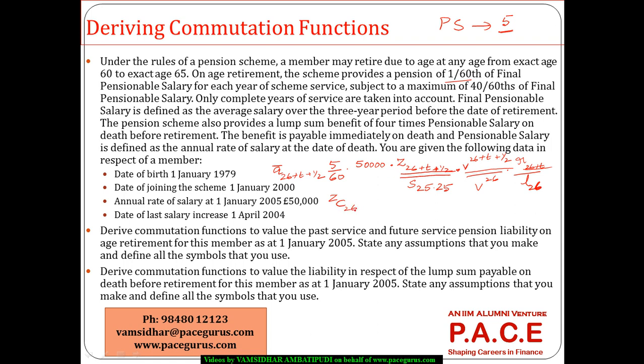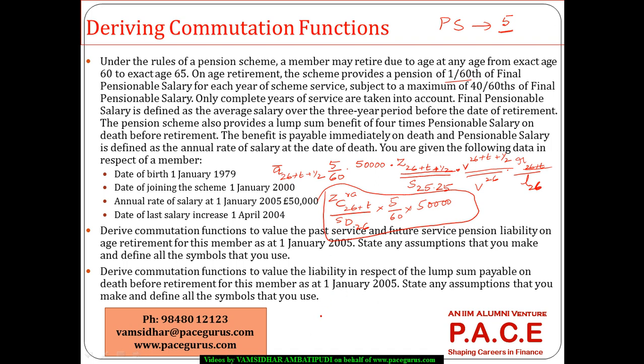I can still call it ZC 26 plus T for retirement. This entire thing I can call ZC 26 plus T for retirement. And the denominator S 25.5 V per 26 L 26, I can call it SD 26, and this is multiplied by 5 by 60 times 50,000. So this is what I can give, especially for retiring anywhere between 60 and 65.